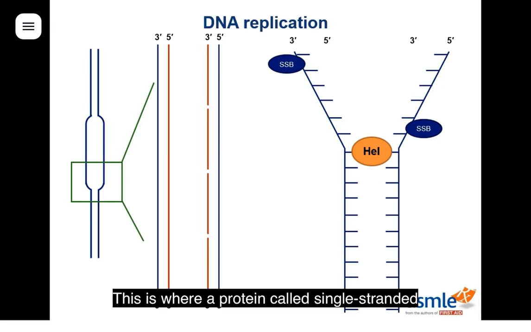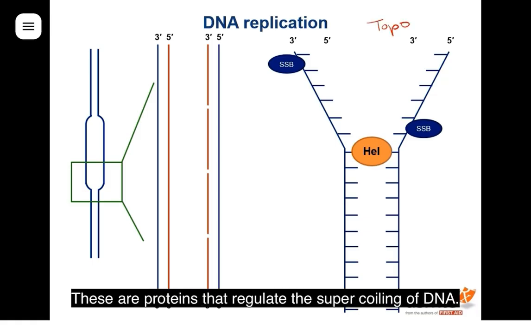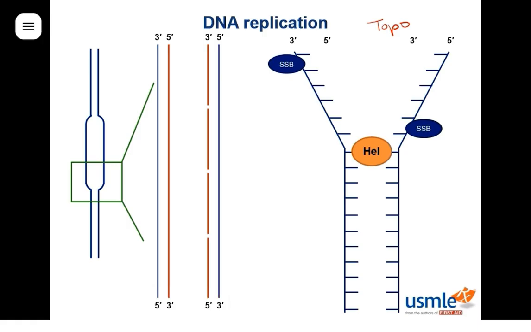This is where a protein called single-stranded binding protein comes into play, and it does just that. It's a protein that recognizes and binds to single-stranded DNA to prevent it from binding to its complementary sequence on the other strand. The last proteins I'll mention that help open up DNA are the topoisomerases. These are proteins that regulate the supercoiling of DNA. Regulation of supercoiling is a vital process in cells, and you can inhibit them in bacteria using the antibiotics fluoroquinolones, and this basically prevents bacteria from being able to divide.